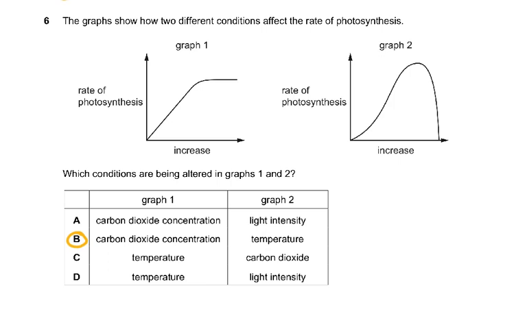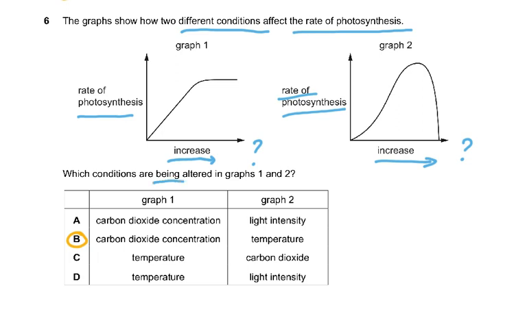Then question 6. The graph shows how two different conditions affect the rate of photosynthesis. So this is the rate of photosynthesis, and this is an increase, and this is an increase in something. Now what that increase is, that's what is going to be questioned. And on the y-axis we have rate of photosynthesis. Which conditions are being altered in graph 1 and graph 2?